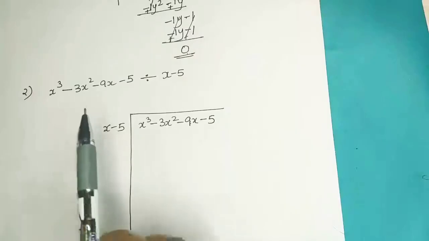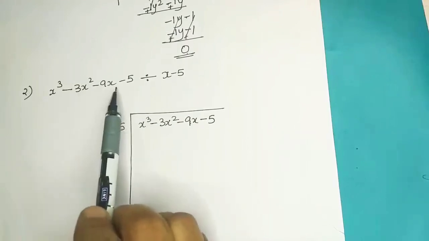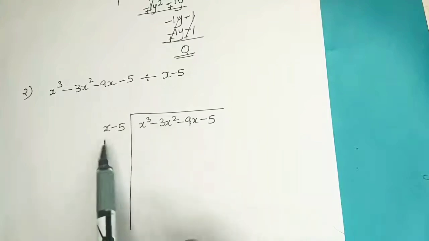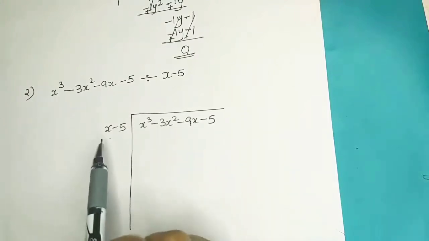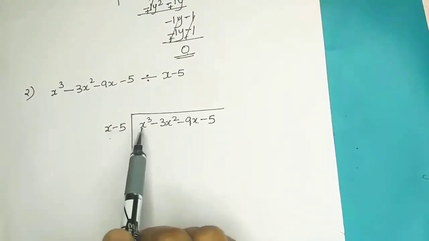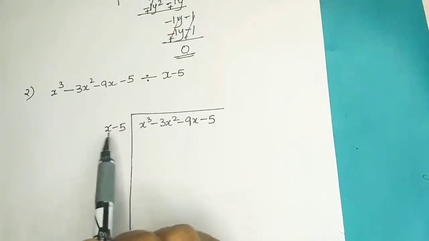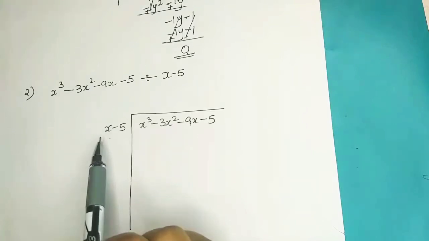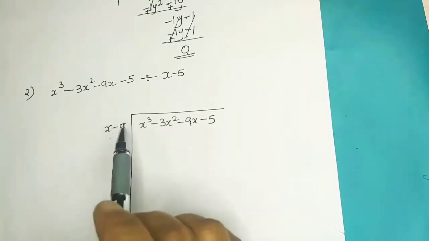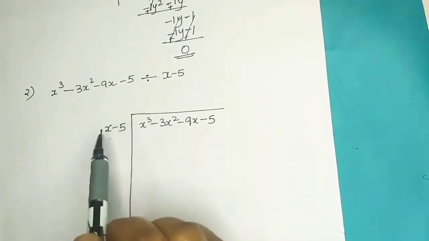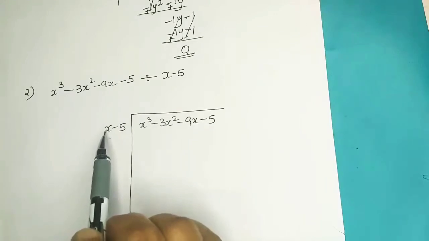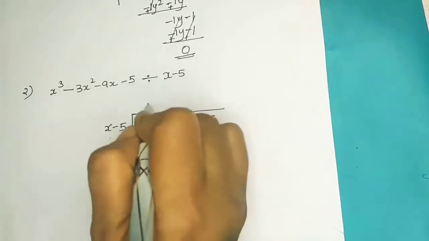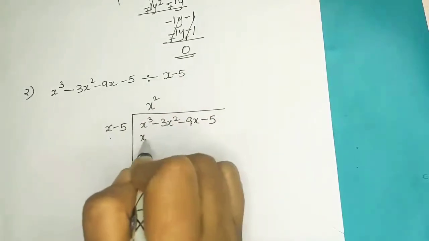We are going to divide x cube minus 3x square minus 9x minus 5 by x minus 5. This is the dividend, and this is the divisor. What's the first step? You have to divide the first term of the dividend by the first term of the divisor. So x cube divided by x gives the quotient x square. When you multiply x and x square, you get x cube.